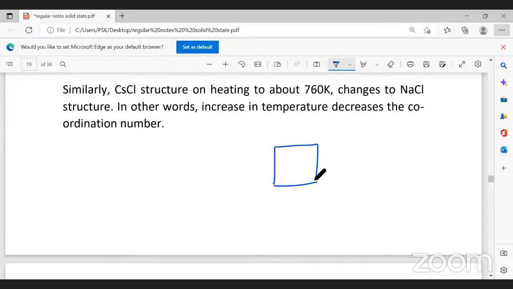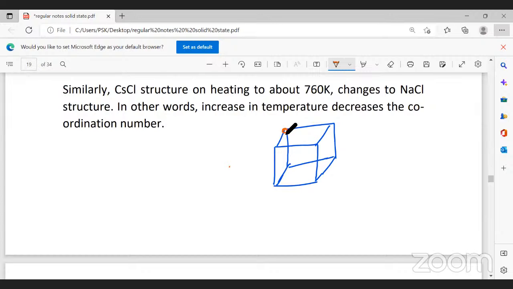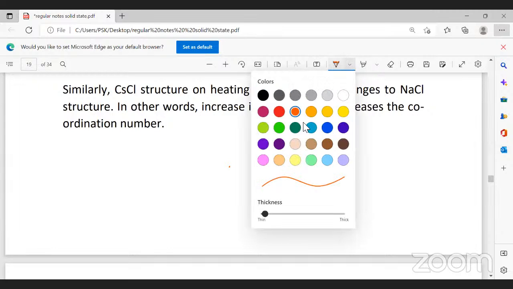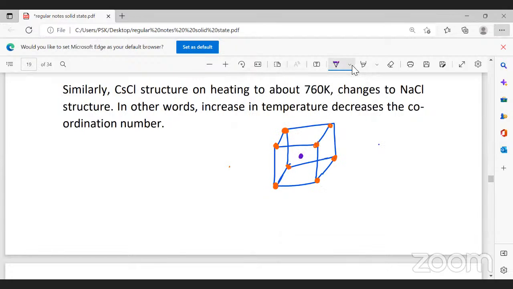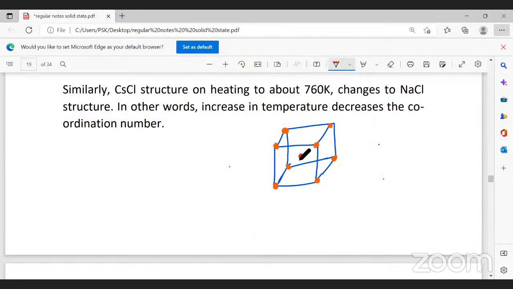What is this coordination number? This is a cube I'm drawing. And a cube has 8 corners. In the corners, we have particles. I'm representing a particle like this, in a different color. And one more particle I'm representing at the center of the cube. I'll give a different color. Now this is the red color, and this is a different color.